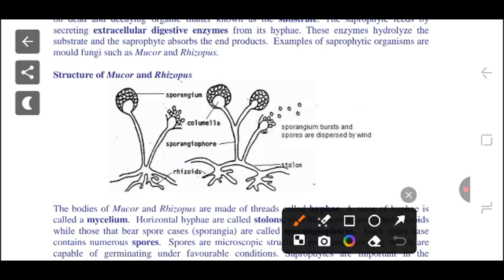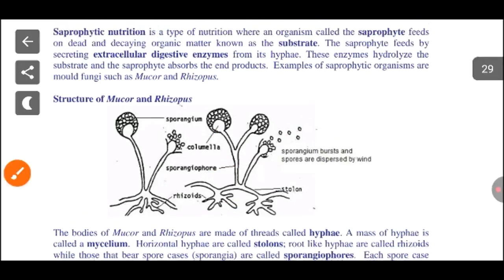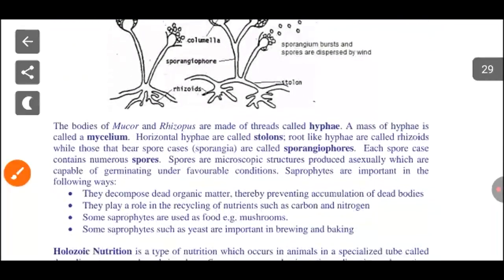This is the sporangium, the columella, which holds the spores. Then these are the spores, which form another structure of Mucor. Now these are the rhizoids, as you can see. Okay, I'm sure you understand that diagram.